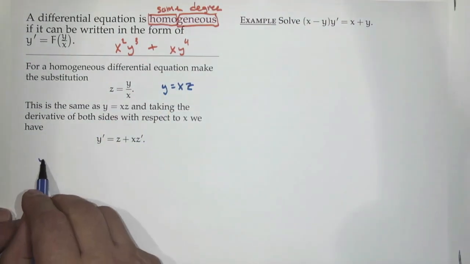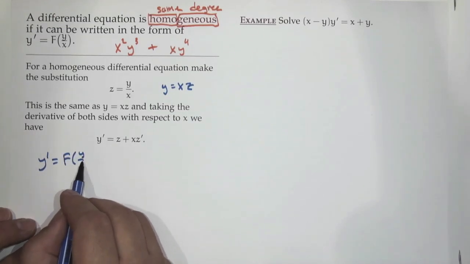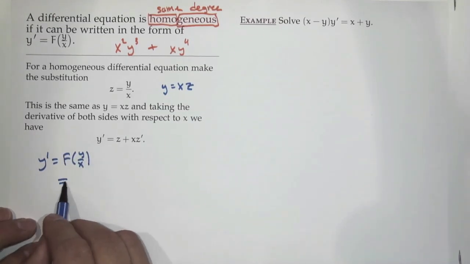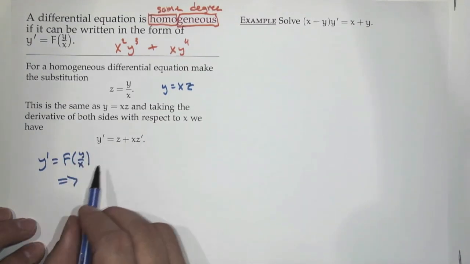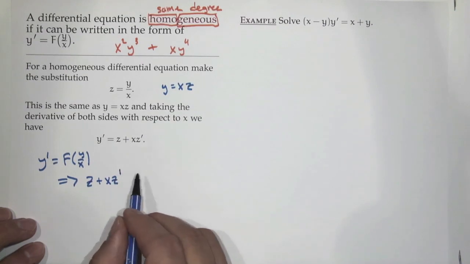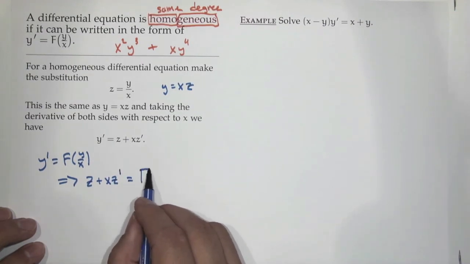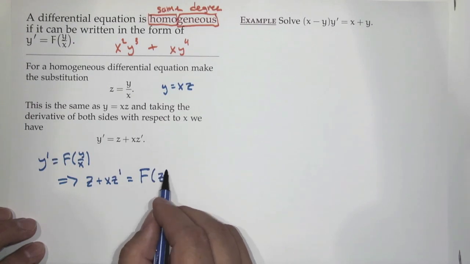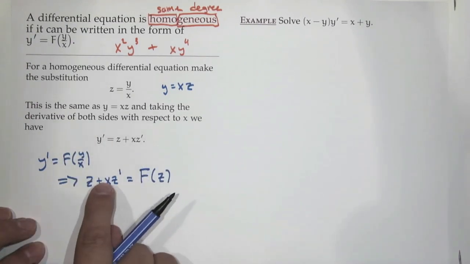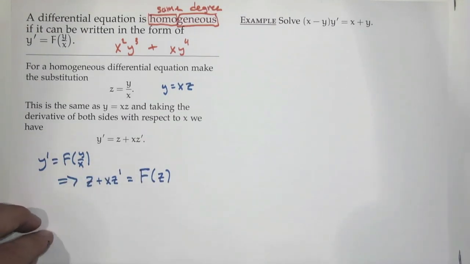So if you look at the equation, y prime equals capital F of y over x, making the substitution, this becomes z plus x z prime is equal to capital F of z. So I'm just making the substitutions. Replace what's y prime, replace y over x.